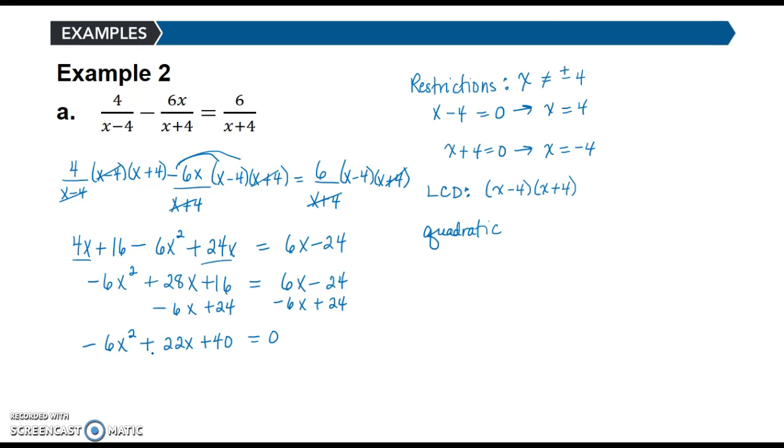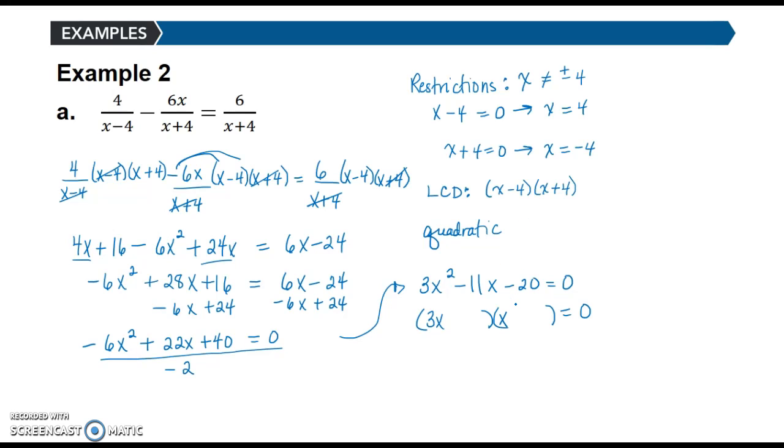I would notice here that there is a common factor. There's a common factor of a negative 2. Right, if the first sign is negative, divide by a negative. And that's going to give us the equation 3x squared minus 11x minus 20 is equal to 0. And so we can factor this. The factors of 3x squared are 3x and x.